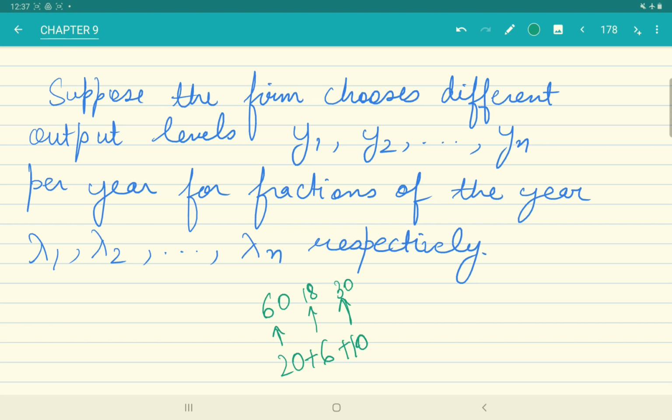Keep that in mind that these fractions are greater than or equal to 0 and lambda 1 plus lambda 2 plus dot dot dot plus lambda n, all of these add up to 1. Clearly here we have 1 by 3 plus 1 by 3 plus 1 by 3, so that adds to 1.